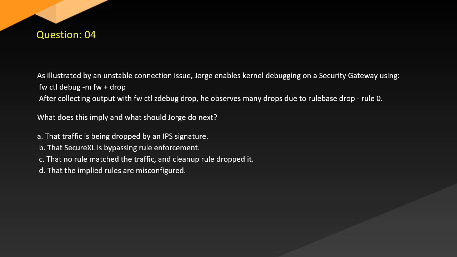A. That traffic is being dropped by an IPS signature. B. That SecureXL is bypassing rule enforcement. C. That no rule matched the traffic and the cleanup rule dropped it. D. That the implied rules are misconfigured.